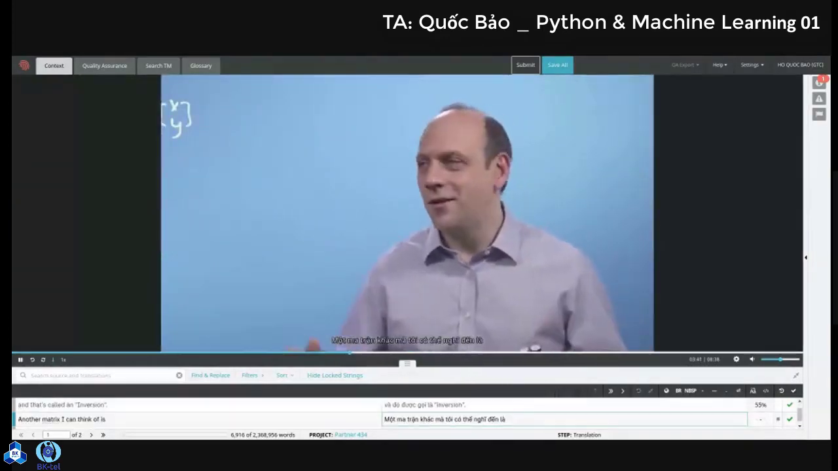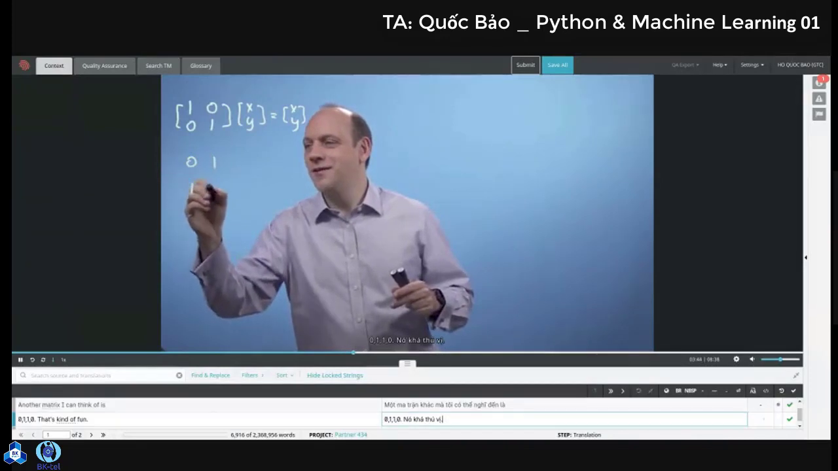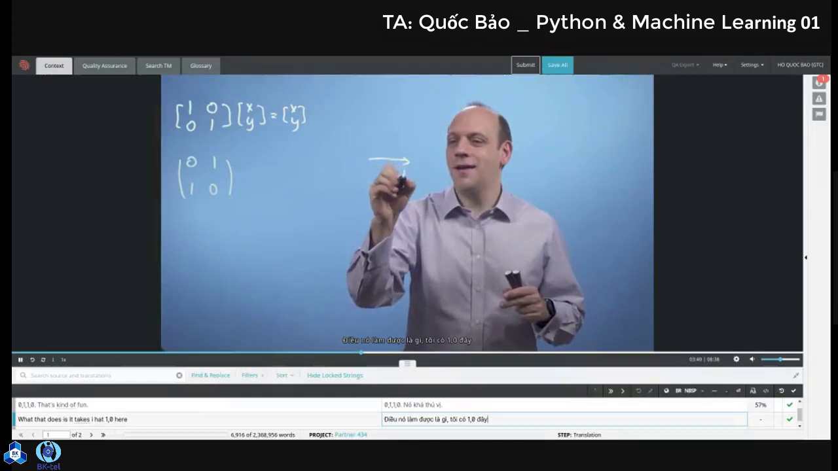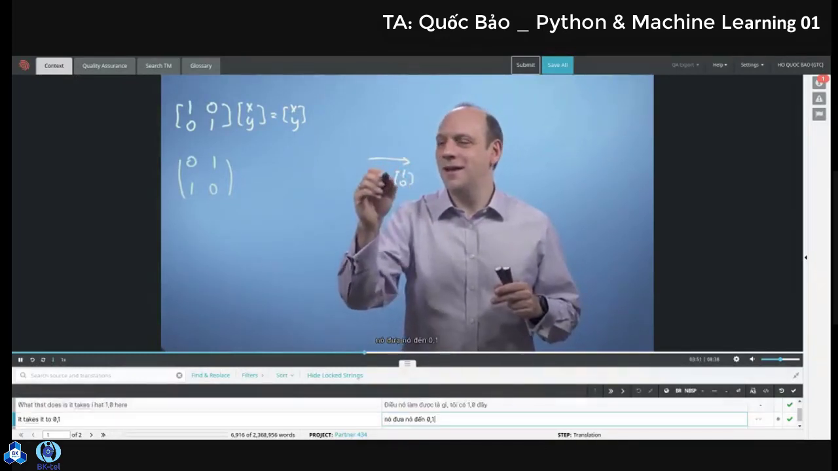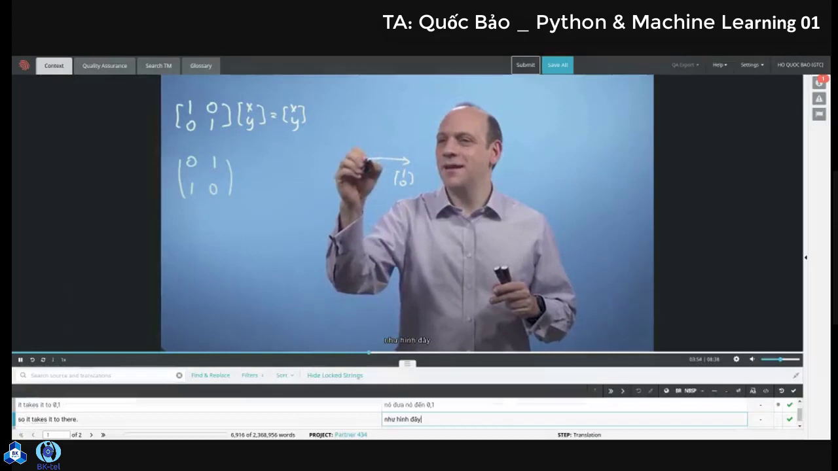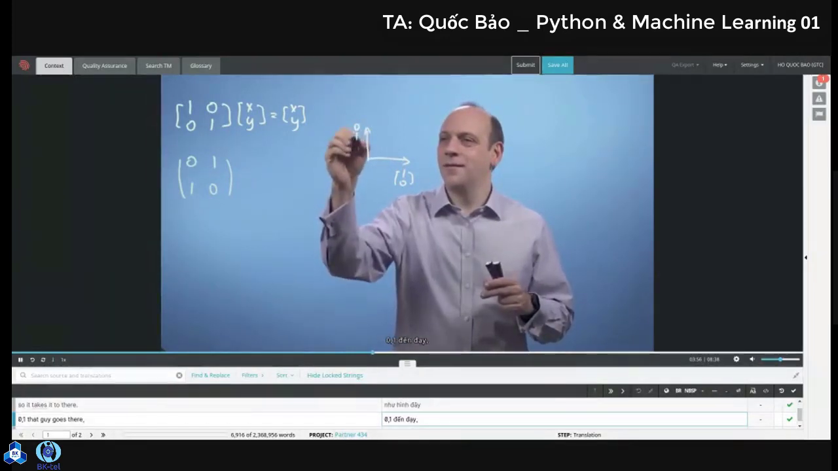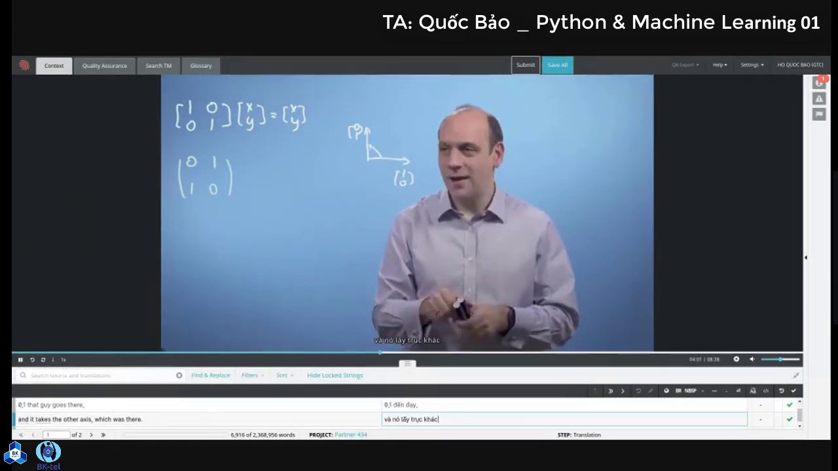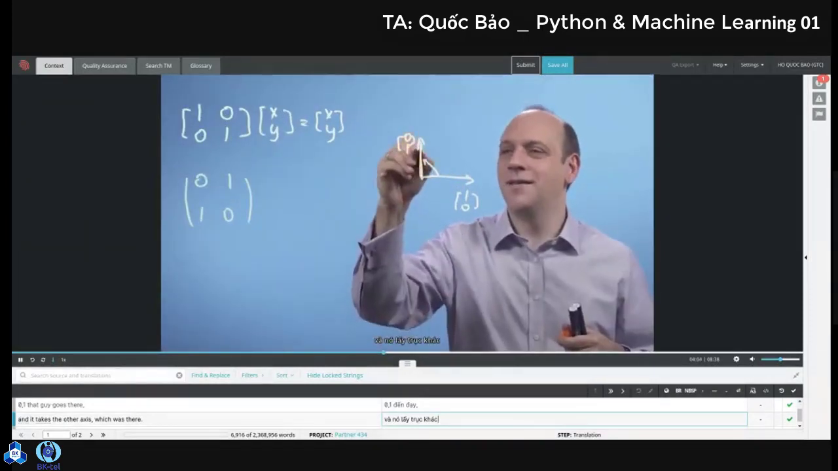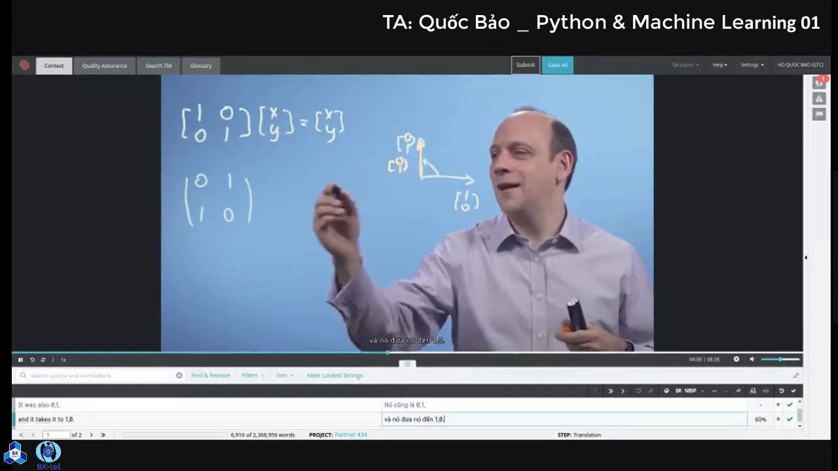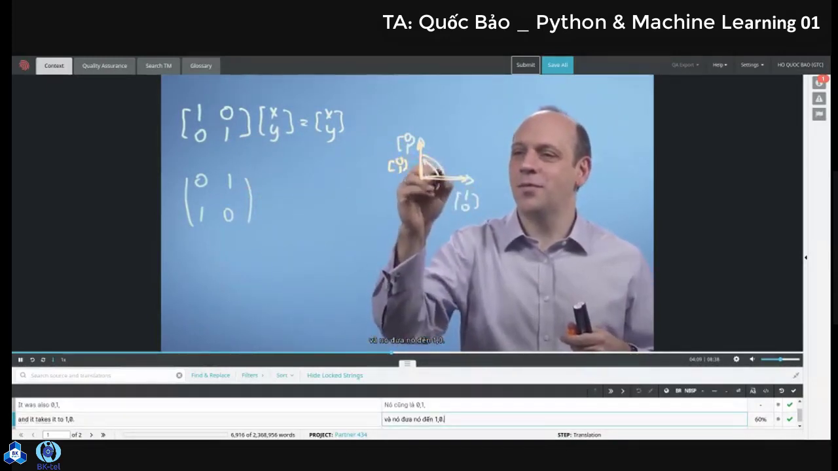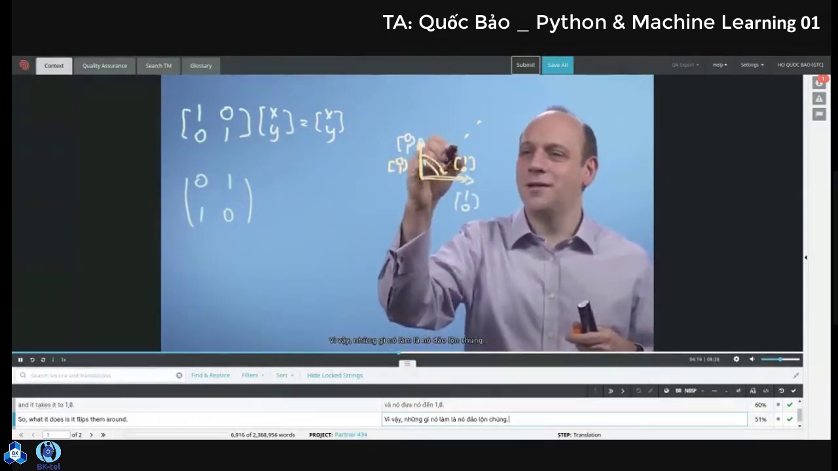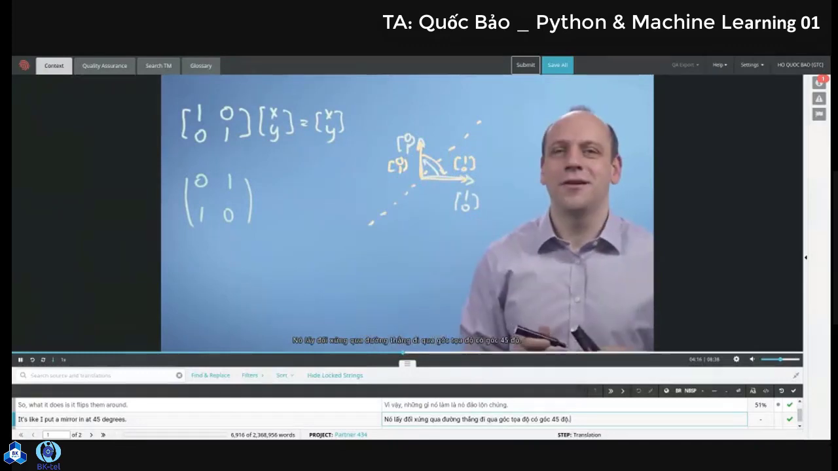Another matrix I can think of is 0, 1, 1, 0. That's kind of fun. What that does is it takes I hat, 1, 0 here, it takes it to 0, 1, so it takes it to there. 0, 1, that guy goes there. And it takes the other axis, which was there, was also 0, 1, and it takes it to 1, 0. So what it does is it flips them around. It's like I've put a mirror in at 45 degrees.